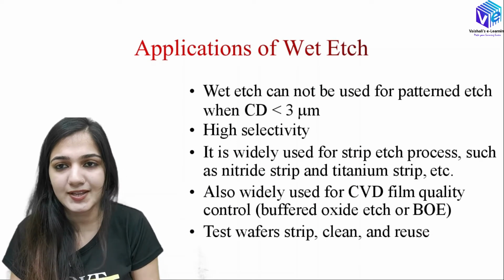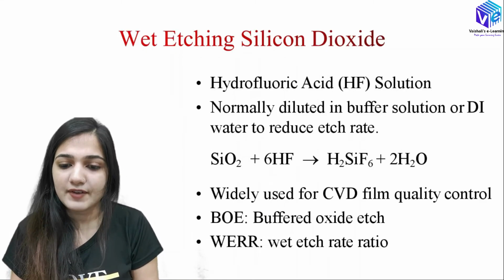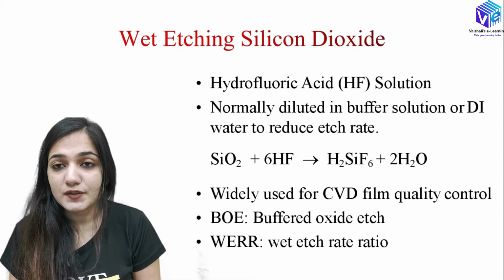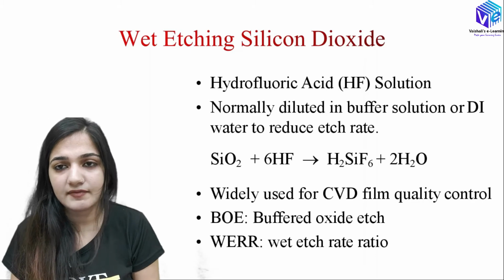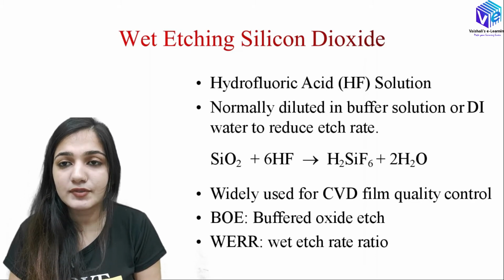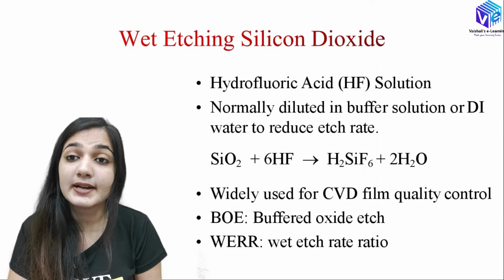For that I will be using the chemical etching or the wet etching. So now what is the wet etching? For the process of silicon dioxide removal. If I have the silicon dioxide on the silicon surface, I want to remove the silicon dioxide and I want wet etching for that.